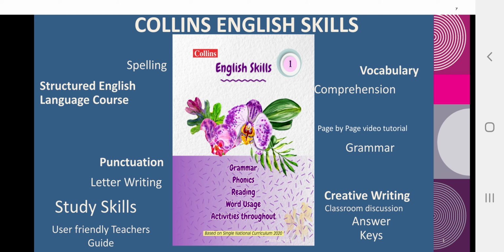This series is a structured English language course, and it has all the elements and skills required for the learning of the English language. As you can see on this slide, this series has spellings, vocabulary, comprehension, grammar, creative writing, punctuation, letter writing, and also study skills. This series comes with a user friendly teacher's guide.